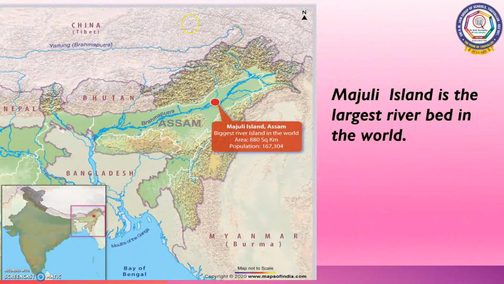Here, Majuli Island is the largest river island in the world.